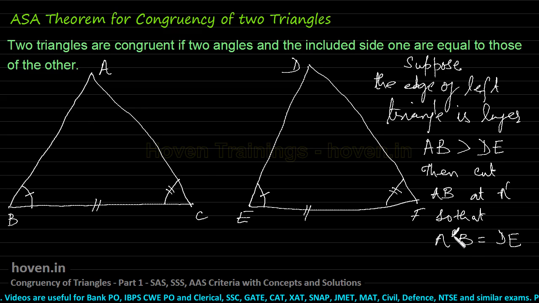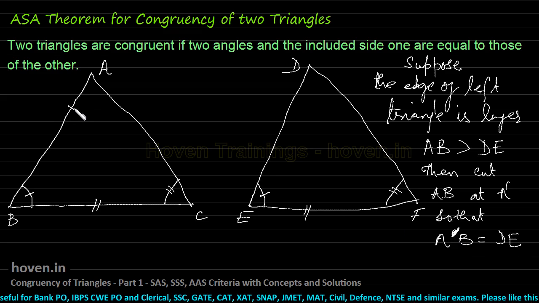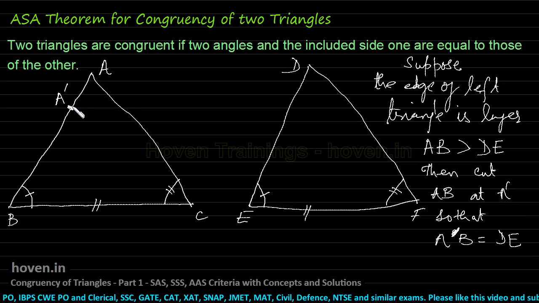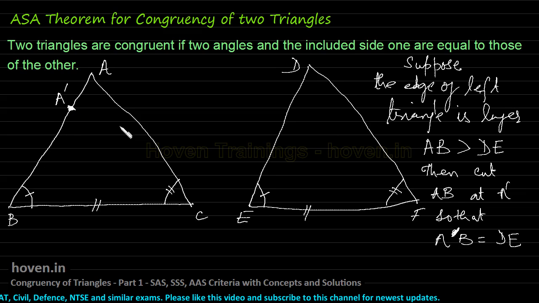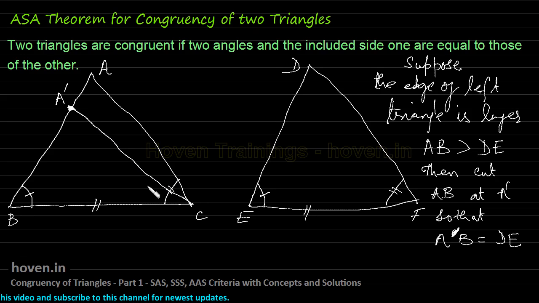So this is A dash. What I am saying in common man's language is that you take a point A dash here such that this A dash B is the same as DE. It is going to be possible because AB is longer, and therefore I can take a shorter point on this so that this edge and this edge become equal. Now let me join this to this, and let this angle be marked as alpha. We can give any name. I am giving it alpha.